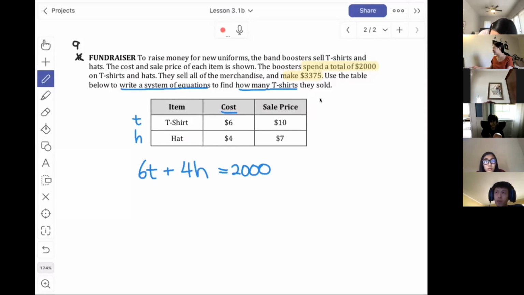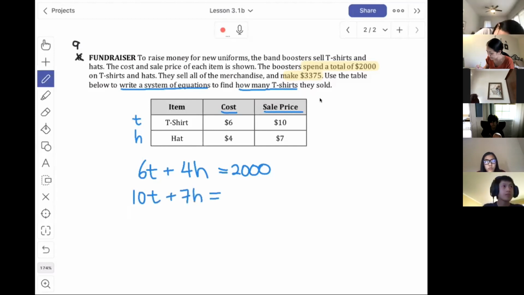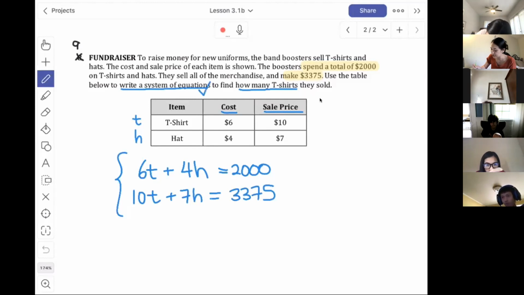Okay. Second equation. David, help me write the second equation. They made $3,375 and they sold each T-shirt for $10 and each hat for $7. So what would the equation look like, David? 10T plus 7H equals 3,375. Good job. All right. Nice, guys. So we wrote a system of equations. Check. And now we need to solve it.